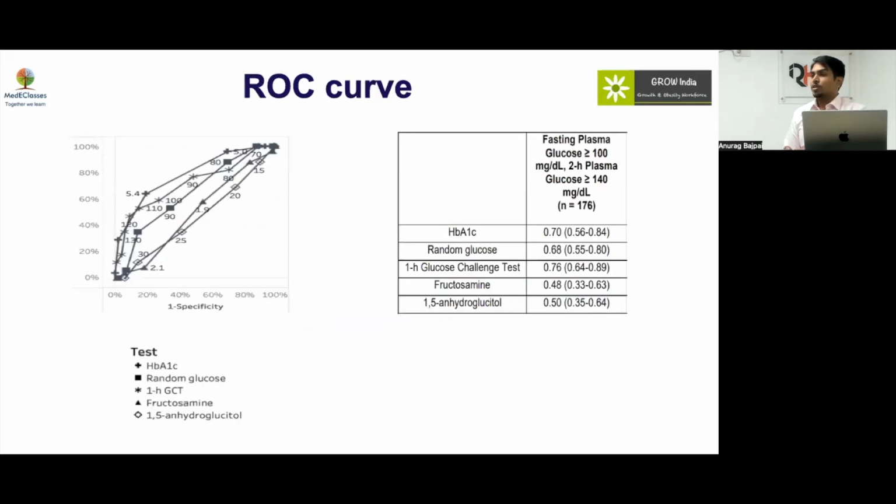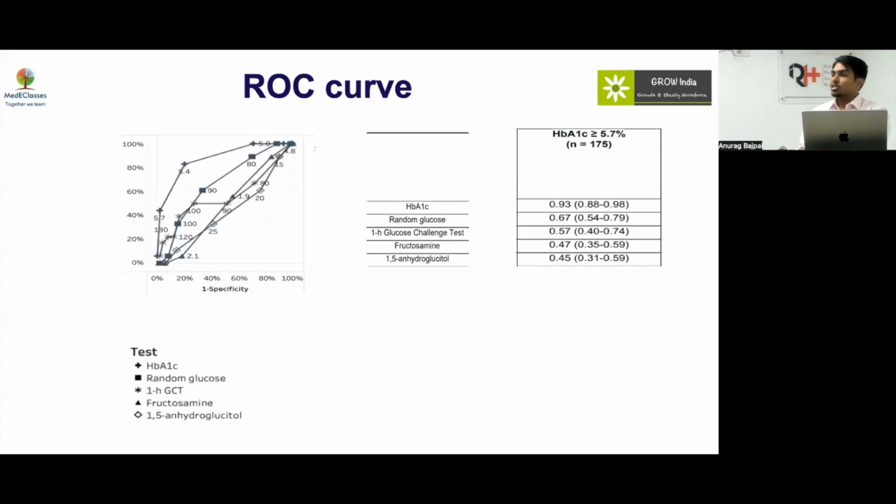So if we see according to the ROC curve, at the first column it was the glycemic parameter in the comparison of HbA1c, random blood glucose and 1 hour glucose challenge test. The cutoff point for all three, the baseline HbA1c, random glucose and 1 hour OGTT, shows a similar result, around 0.7, 0.68 and 0.78. So they had similar performance for predicting the glycemia parameter at the final outcome. But these are not very good. 0.7 is just the tip of the area under the curve as far as the ROC curve is concerned. So they're not correlating very well.